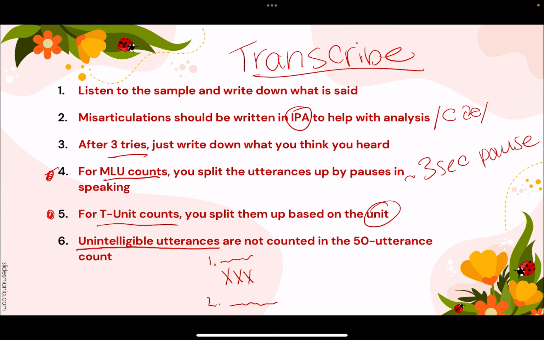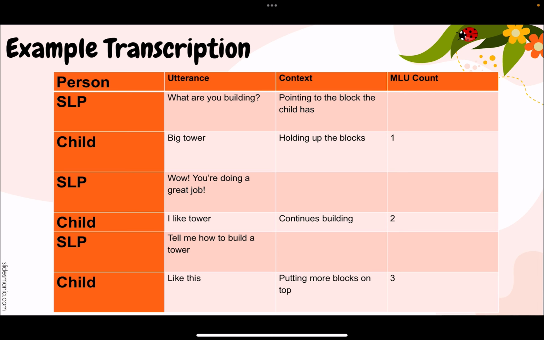So, let's say this one is 6 morphemes and this one is 4 morphemes, and so on. But this one right here, where we don't know what they said, you're literally just going to write 3 X's. That just means, I don't know what they said. I listened 3 times. I still don't know what they said. We let it go and we move on. Okay. So 3 X's does not count in your 50 utterances.